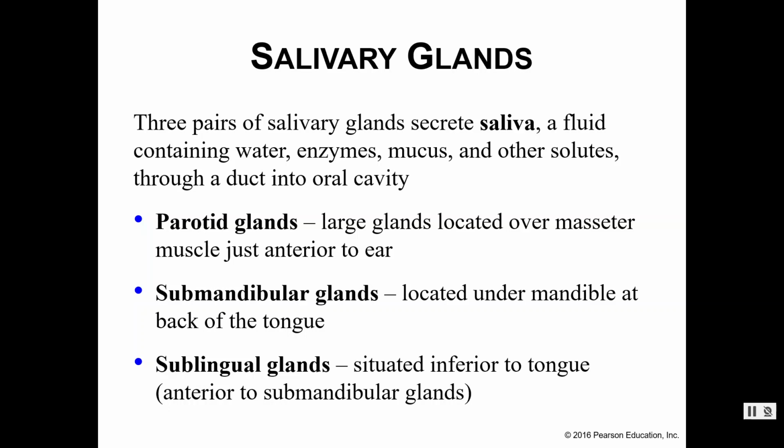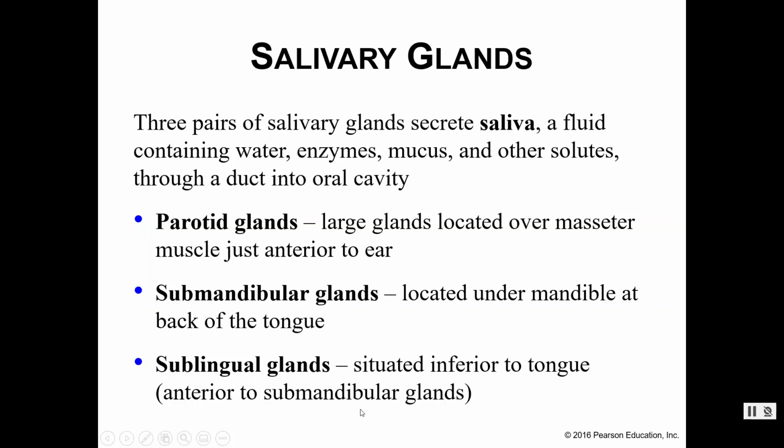Your parotid glands basically sit on top of your masseter muscle. If you remember, your masseter basically sits right in front of your ear. It's your big chewing muscle on your jaw, back of your jaw. Your submandibular gland, we know that submandibular would be under the mandible. Specifically under the mandible towards the back of the tongue. And then sublingual, lingual is tongue, so under your tongue.